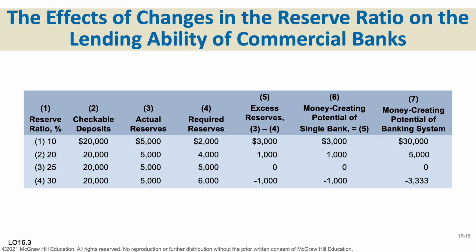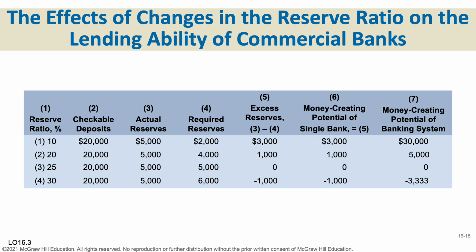If that required reserve ratio goes up to 20%, then 20% times 20,000 is 4,000. So we'd have 4,000 required. We still just have 5,000 actual, so we'd have 1,000 excess. A single bank could loan out and create money of $1,000. But the entire banking system could loan out a multiple of that $1,000, so we have to calculate the money multiplier. If required reserve ratio is 20%, then 1 divided by 0.2 is 5, and so 1,000 times 5, the entire banking system could create 5,000.